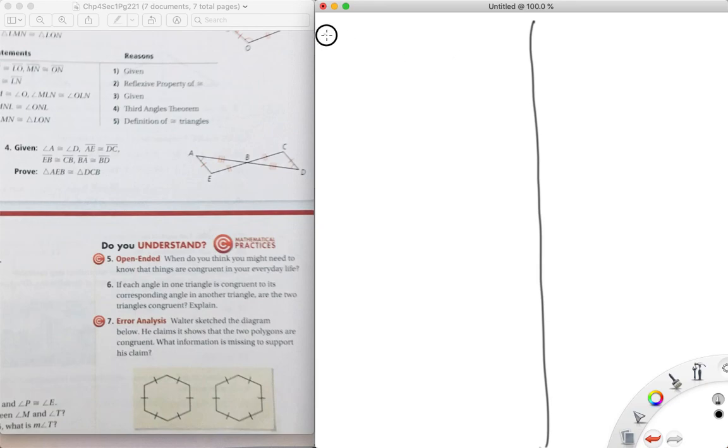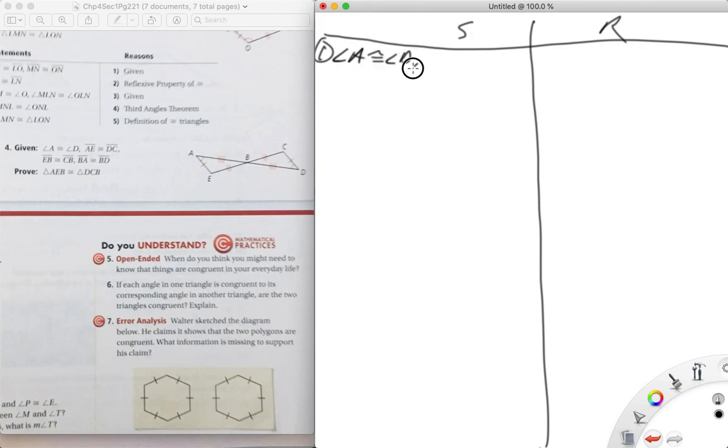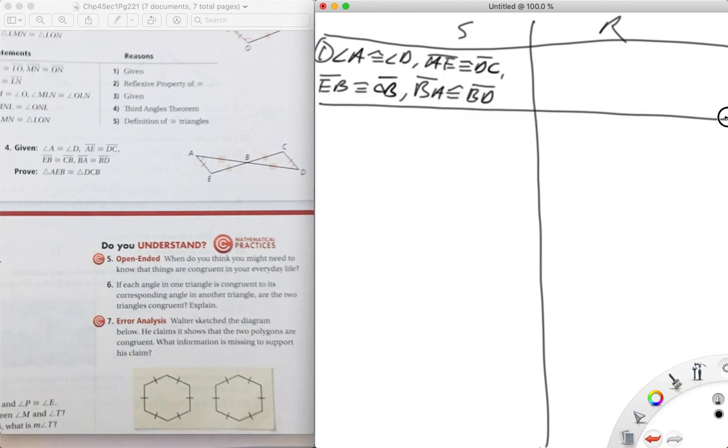So my first is going to be all these givens, which is a lot. They gave me a whole bunch. Angle A is congruent to angle D. AE is congruent to DC. EB is congruent to CB, and BA is congruent to BD. Given.